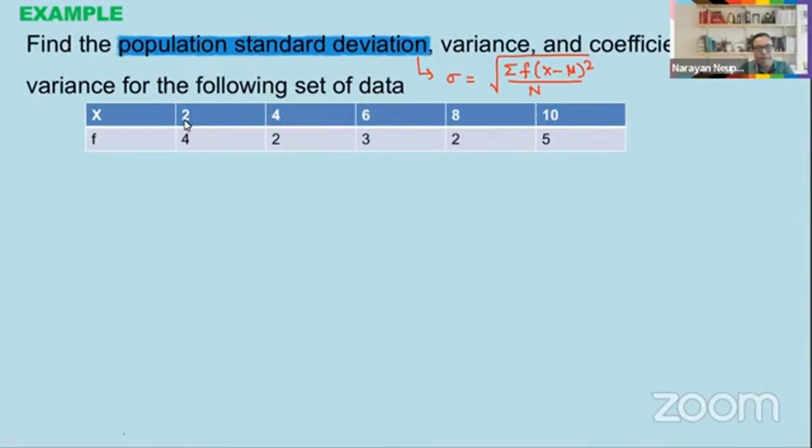You can see we have the x values given. We have the frequencies given. We don't have the mean. So we have to first find the mean, and then we'll be able to calculate the standard deviation. So what we'll do first is we're going to create a table, just like the way we did last time. So let's first create a table to enter these data values.